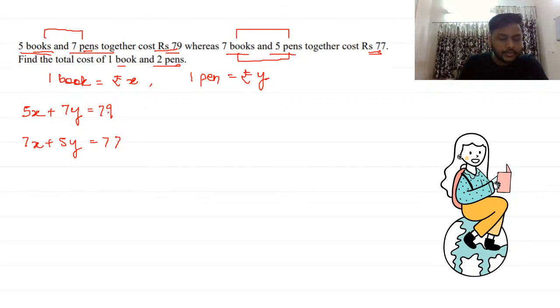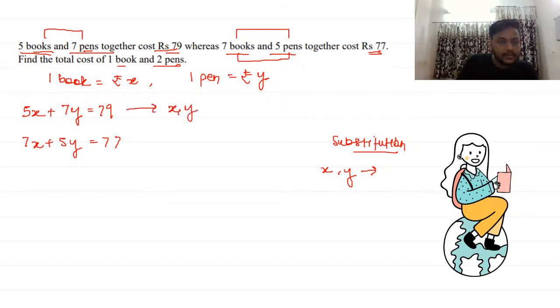Let's do this question by the second method, that is the substitution method. What do we mean by substitution method? In the substitution method, we find out the value of x or y from any one equation. Either I will find the value of x in terms of y, or the value of y in terms of x, and whichever value I get for x, I will put that value of x in my second equation. So let's do it.